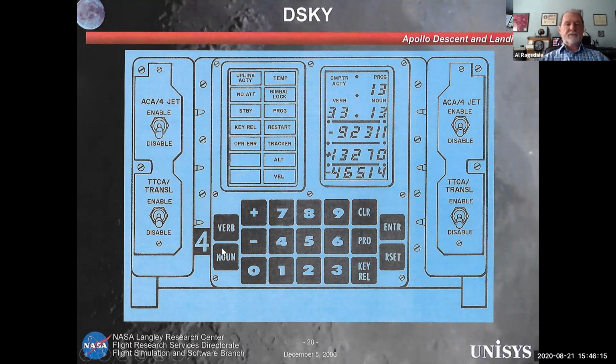And so you would hit verb 16, noun 60, enter, and it would change the display here. You could change the program by another combination of buttons. In fact, all the things you had to know to use this, we had this little handbook here that I had in my hands when they were landing on the moon, so I could figure out what was going on.